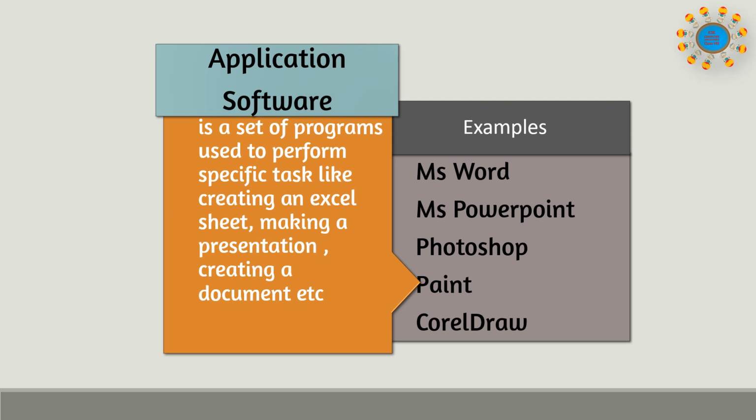While system software is the basic one which is used for starting the computer, for booting the computer, and for enabling all the functionalities in the computer. Now one by one we can see the different types of system software.